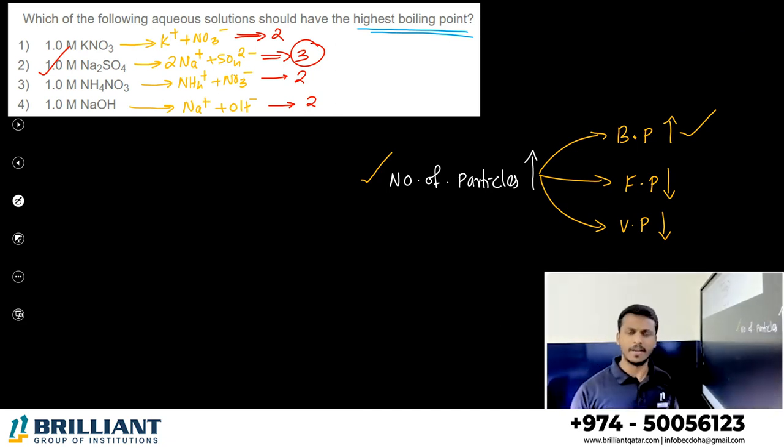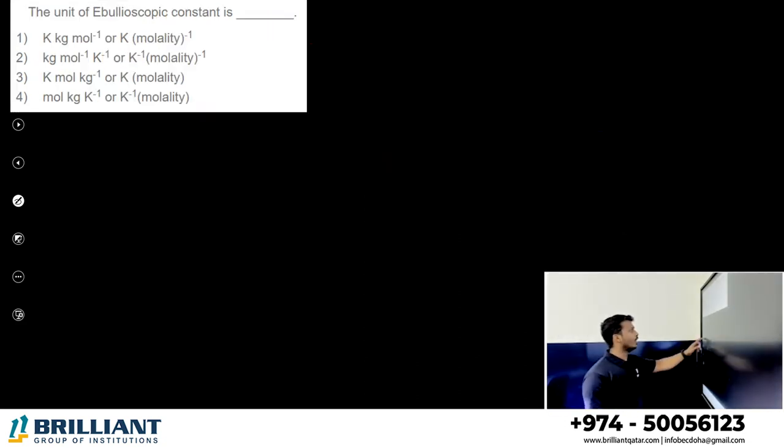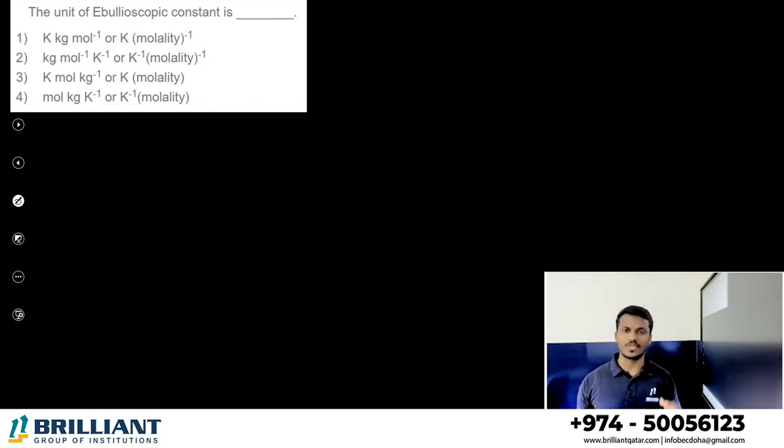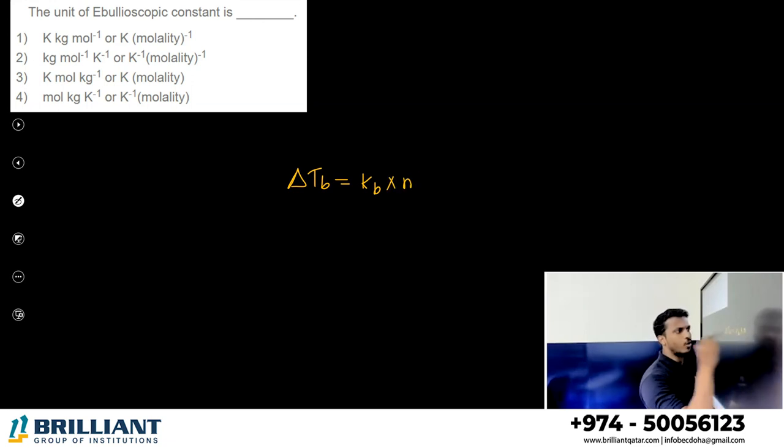In this chapter, only the Van't Hoff factor is the deleted portion for the CBSE board exam, but we can't neglect it completely. This kind of question needs the i factor. Anyway, next question: what is the unit of ebullioscopic constant? You studied the ebullioscopic constant Kb and the cryoscopic constant Kf. Delta Tb, the elevation in boiling point, is equal to the ebullioscopic constant times the molality.